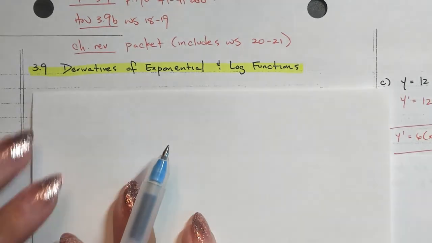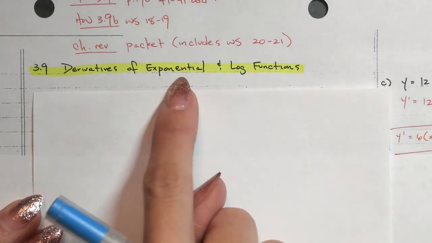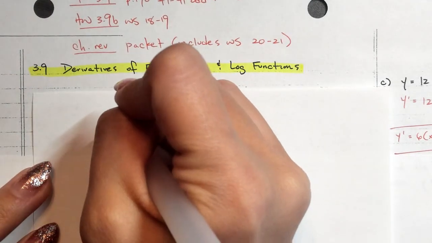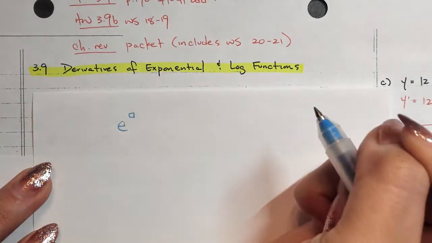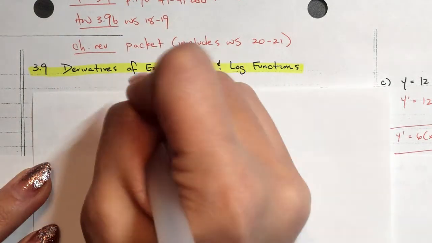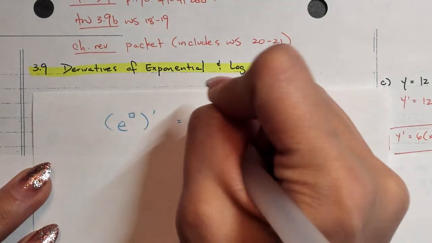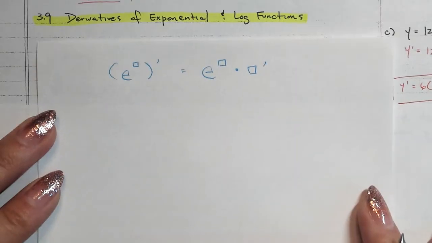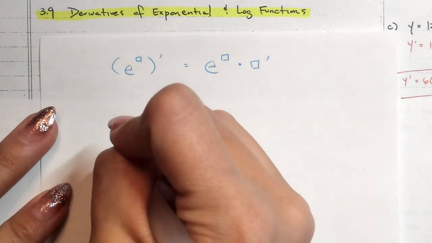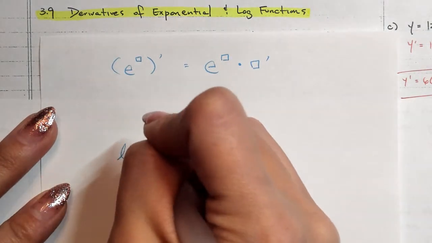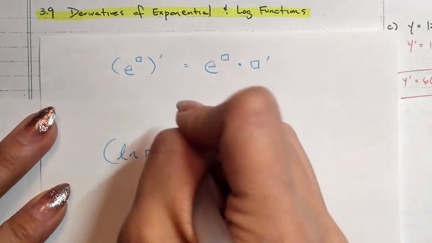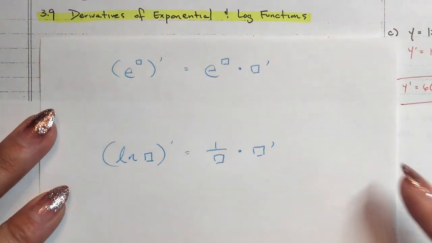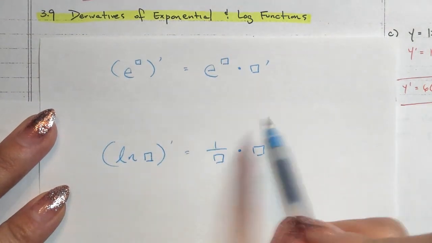So, let me remind you of what we know. Because we know one special exponential and we know one special log rule, okay? So, we know this one, e to the box. When we take the derivative of e to the box, it's e to the box times box prime. So, we know that one. The other one that we know is ln box. So ln of anything, we take the derivative, and it's 1 over box times box prime. Okay, that's easy enough. So those we can remember.